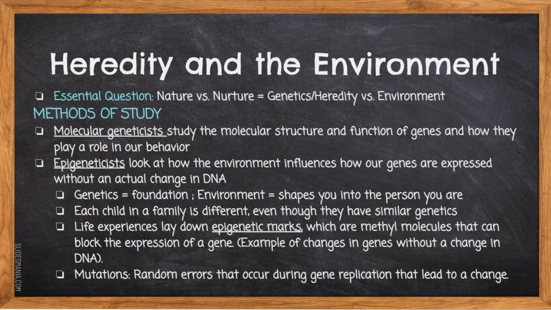Sometimes we end up with mutations. These are random errors that occur during gene replication that lead to a change. And so epigenetic markers will attach to a gene, but they're not changing the gene. A mutation is a change in the gene. So when the gene goes to replicate through the RNA, the instructions will get read incorrectly, or something else will happen and there's a mutation, which means the gene was basically built incorrectly.